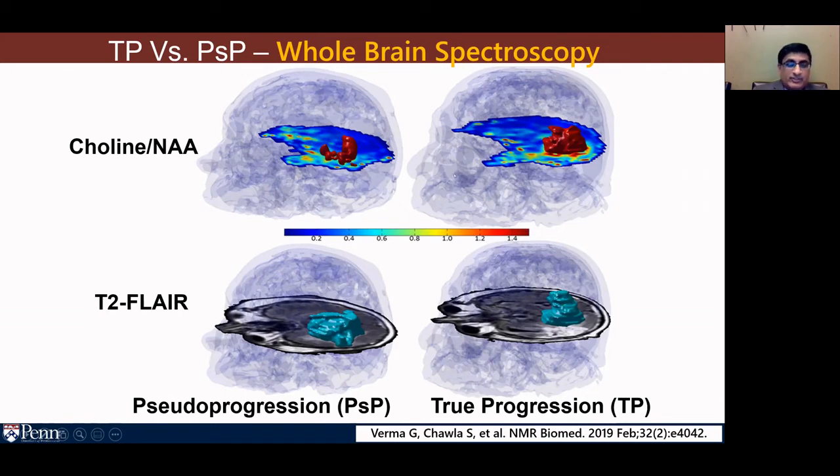PSP. But if you look at the volume of the 3D blobs of the choline to NAA abnormality, you can see the size of the 3D blob in case of the TP is definitely higher compared to the size of the 3D blob in case of the pseudoprogression. So this again emphasizes the importance of the whole brain spectroscopy in differentiating TP and PSP.